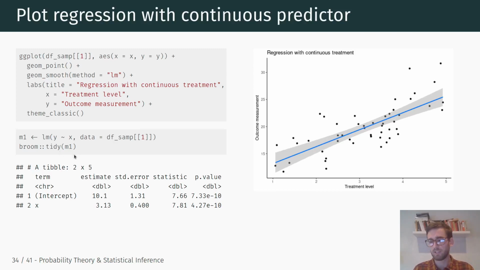Then I clean the output of this regression model using the tidy command from the broom package, which directly gives us a little overview of the regression coefficients, intercept and slope coefficient, standard error, t statistic, and the corresponding p-value. This is just to visualize the coefficients that were estimated to fit that line.